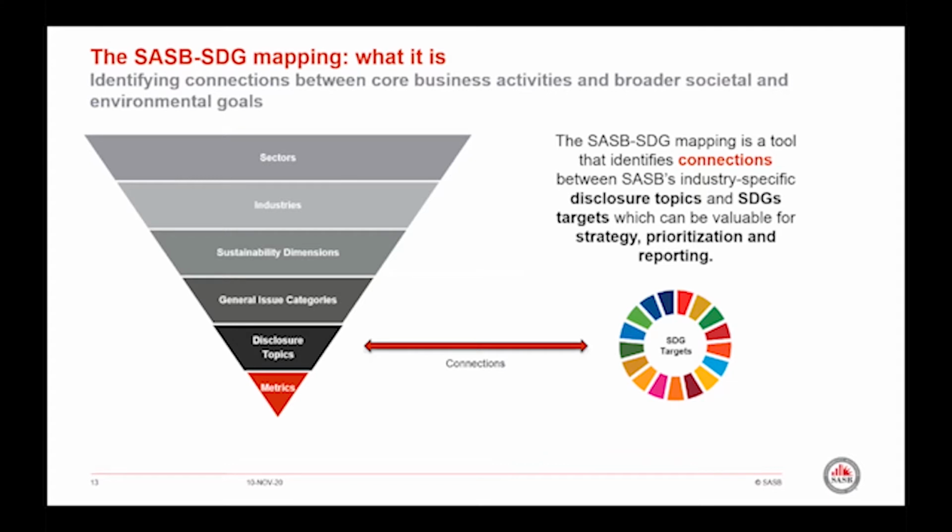So apart from that very important message here, it's important to understand that the SASB-SDG mapping is basically a tool that identifies connections between those industry-specific disclosure topics and the SDG targets, which can then be valuable for strategy, prioritization, and reporting in the case of companies. Now, this slide here mentions what the SASB-SDG mapping is, but it is equally important to understand what the mapping is not and the limitations of the mapping.